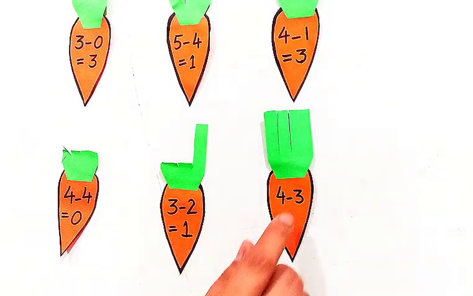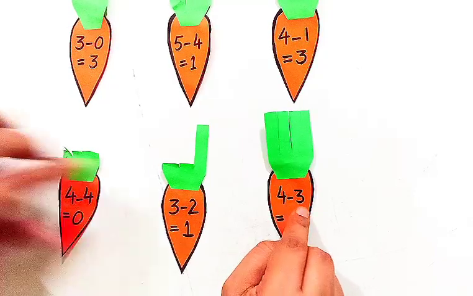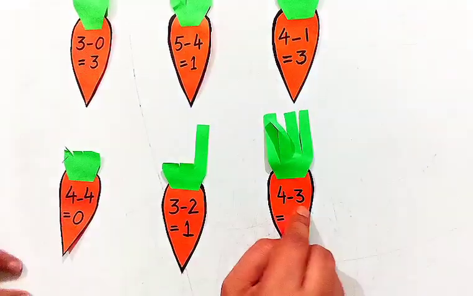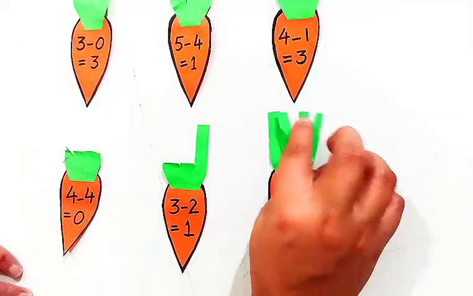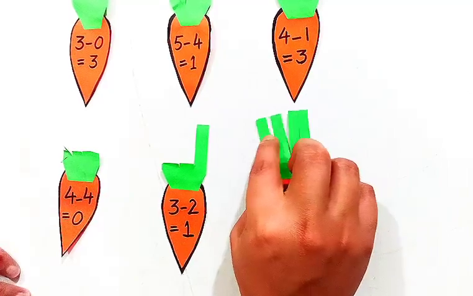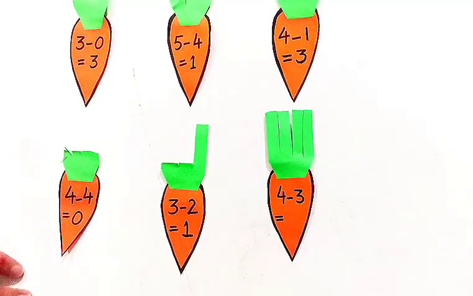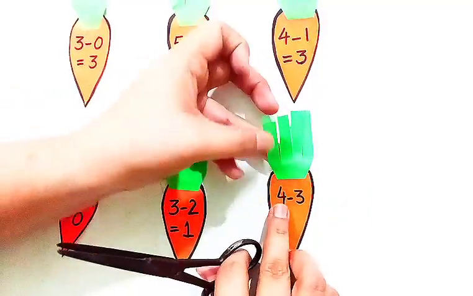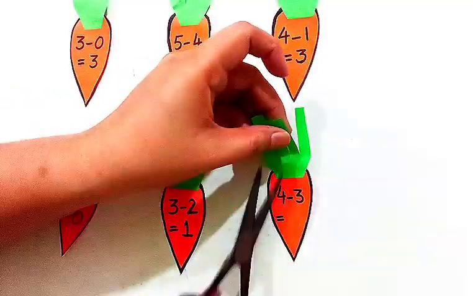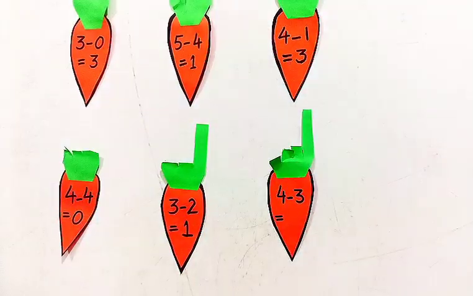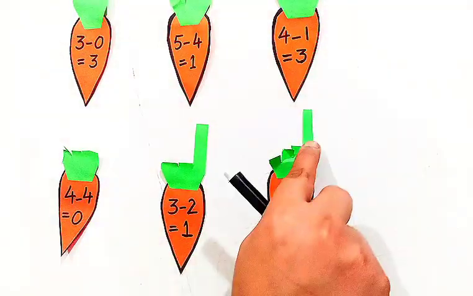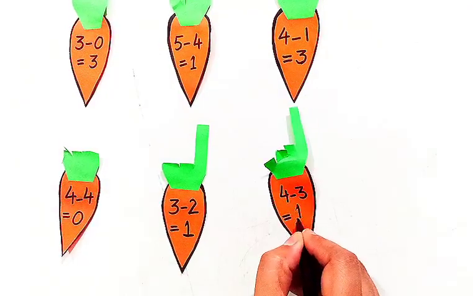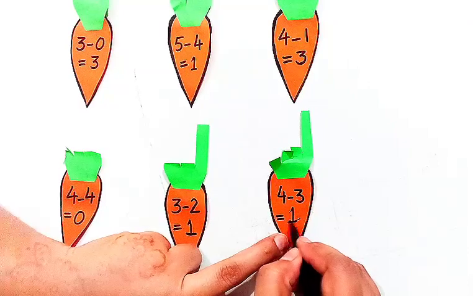Alright, our last question is 4 minus 3. We have 1, 2, 3 and 4. Alright, we will take away 3. 1, 2 and 3 like this. Now tell me how many left? 1. How many left? 1. So 1 is our answer.